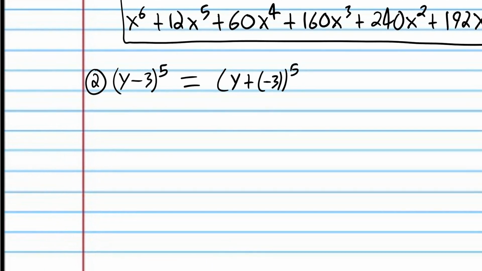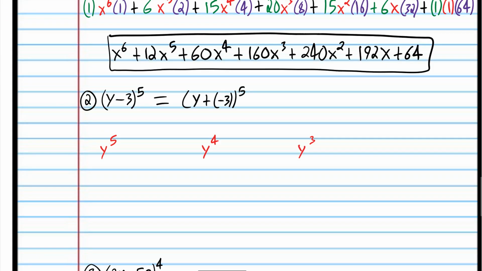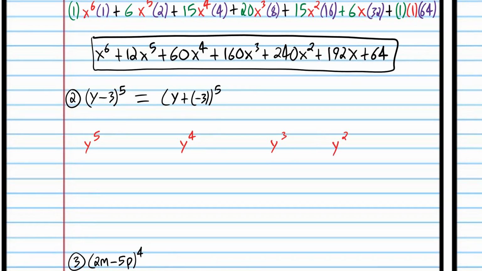So it's going to work just like the previous problem. We'll start with the y's. So we have y to the 5th power. And remember, the reason we start with y to the 5th power is y minus 3 is raised to the 5th power. Y to the 4th power, to the 3rd power, 2nd power, y, and then y to the 0. I think I need to utilize a little more space there.